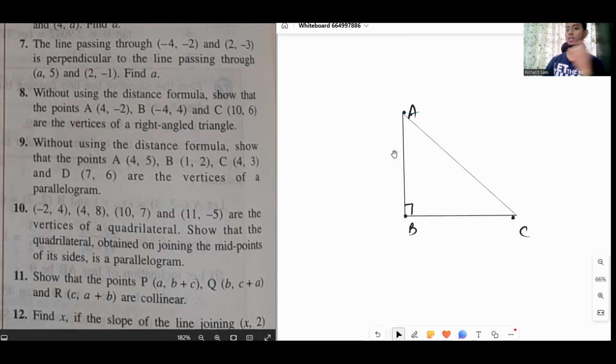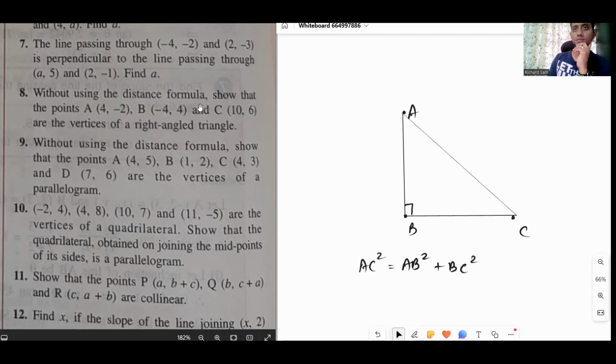Pythagoras formula. Pythagoras formula is what? The hypotenuse, the longest side, AC square is equal to the other two sides added, that is AB square plus BC square. This is Pythagoras formula, right? If the sides are the sides of a right angle triangle and you put it in this formula, it will get satisfied, meaning LHS will be equal to RHS. So they're saying don't use this method. Don't find AB, BC and AC and then put in this. Without using this formula, you have to prove that these 3 are the vertices of a right angle triangle.